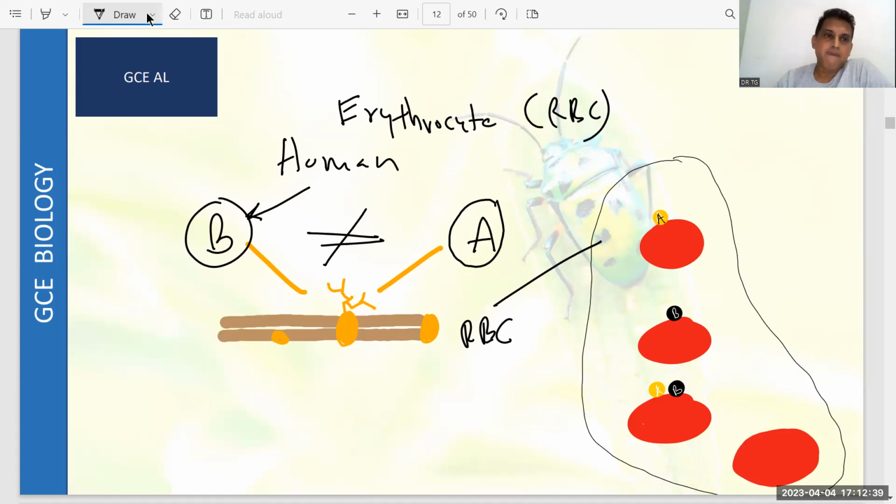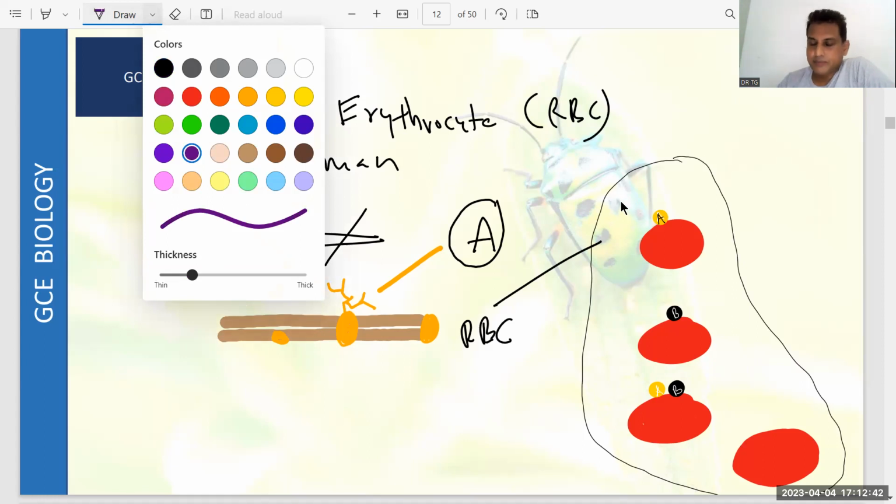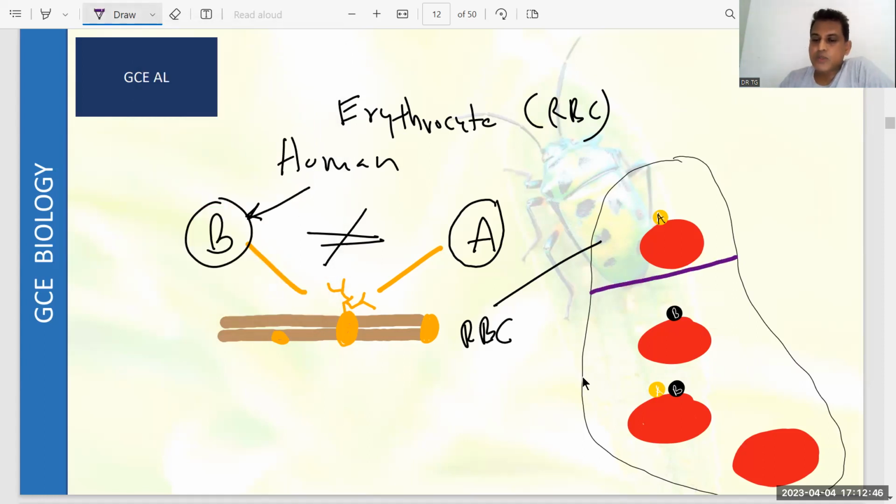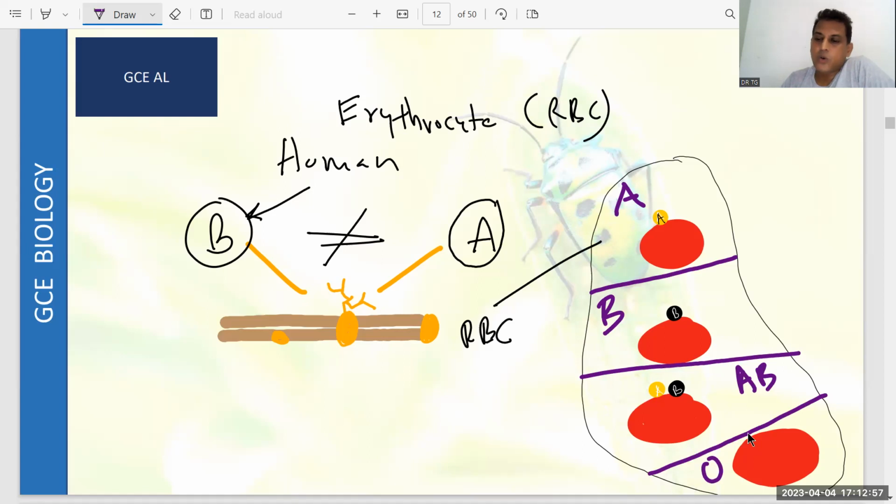As a result, we basically divide human blood into four groups: Group A, Group B, Group AB, and when there is nothing, we call it O. So these are the four blood groups in humans: blood group A, blood group B, blood group AB, and blood group O. We can talk about different blood groups, but here these are the main types: A, B, AB and O.